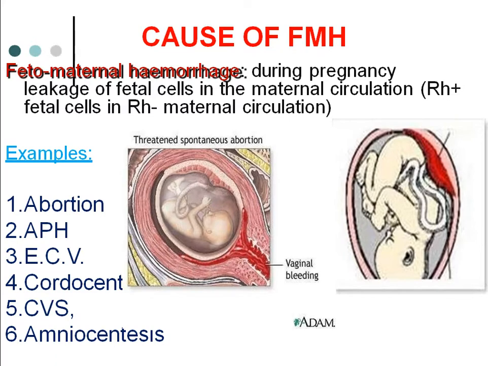Then CVS. CVS stands for chorionic villi sampling. That means you put a needle or a cannula through the vagina into the chorionic villi and try to take out some tissues for some investigations. That time also this thing can happen. Then another condition where this can happen is amniocentesis.